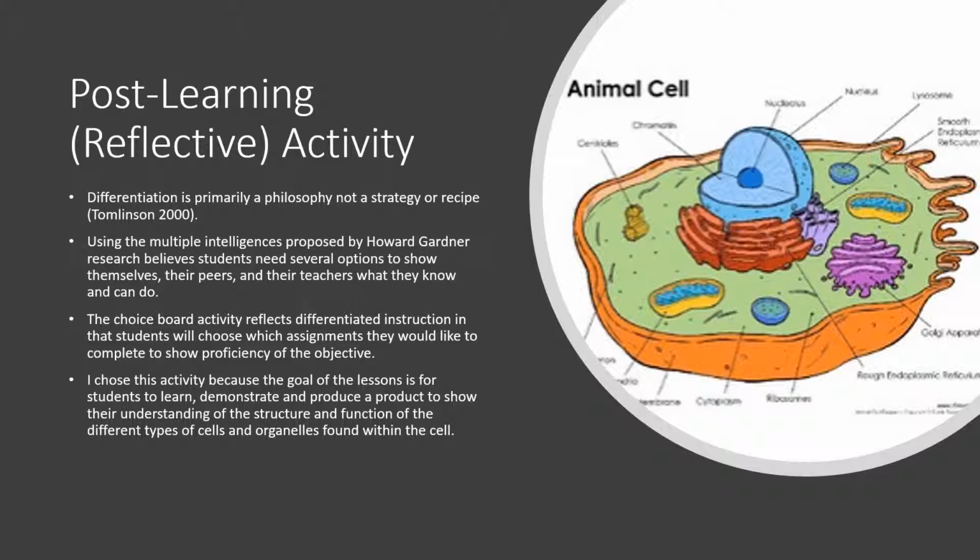The post-learning activity, which is a reflective activity, consists of students using a choice board that was created. Using the multiple intelligences proposed by Howard Gardner, research believes students need several opportunities to show themselves, their peers, and their teachers what they know and what they can do. The choice board activity reflects differentiating instruction, in that students would choose assignments they like to complete to show their proficiency of the objectives that are being taught.